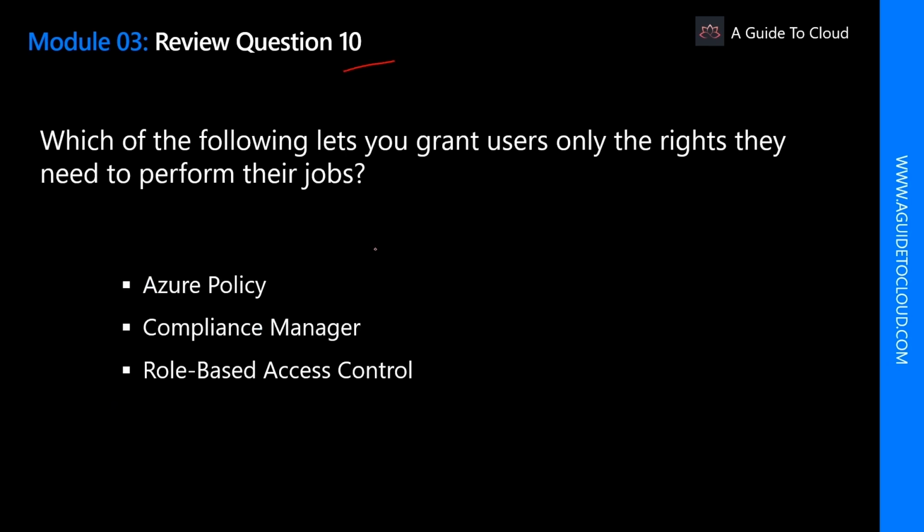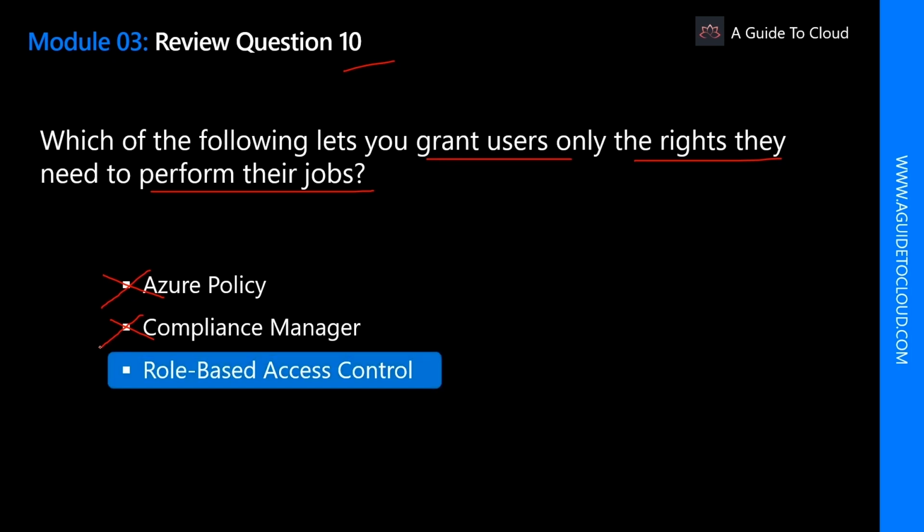Which of the following lets you grant users only the rights they need to perform their job? So the key word here is grant rights, only the rights they need to perform their job. So is it Azure Policy? No, Azure Policy is a policy which you can use to enforce certain tasks. Compliance Manager can give you audit reports and the score. So the correct answer is role-based access control, or RBAC. RBAC lets you grant users only the rights they need to perform their job.